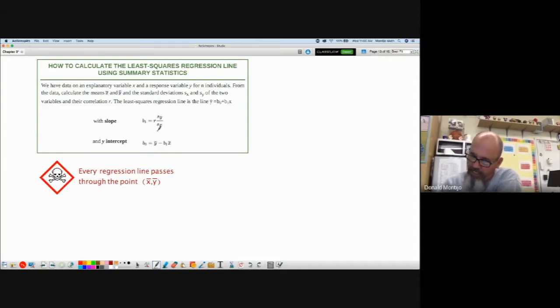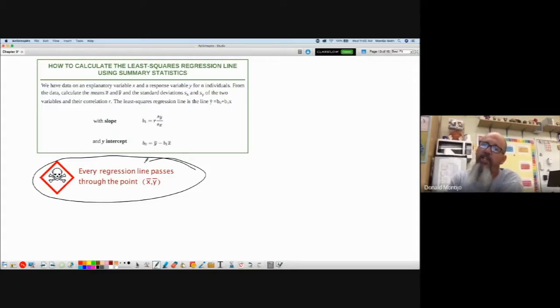Okay. So let's take a look at this. This important fact: every regression line passes through the point X bar, Y bar. By definition, by the way the regression line is constructed, it will always go through the point X bar, Y bar. So no matter what, we always know one point on every regression line, the mean of X and the mean of Y, always.